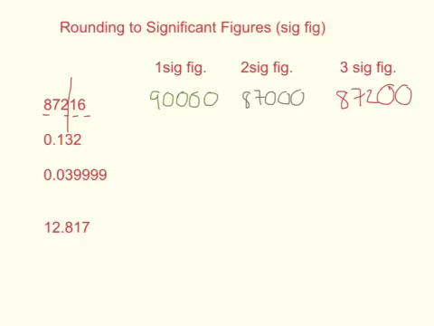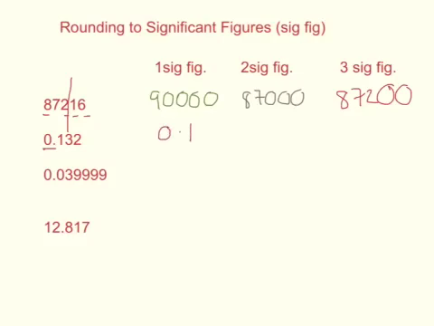The next one, at the minute, the 0 at the beginning here is not significant. Zeros at the beginning or at the end don't count. They only count if they're between 2 numbers. So this 0 at the beginning is not significant. So to 1 significant figure, that's just going to be 0.1.